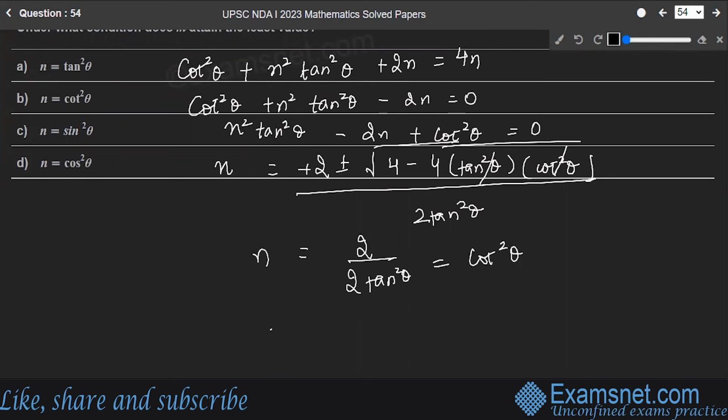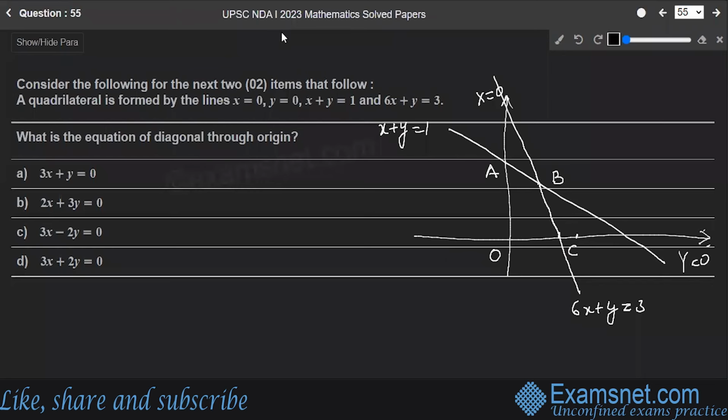So that means M is going to have the least value when n is equal to cot square theta. Option B is the correct answer. Hope you understood this. Then let's move to the next question. Next is question number 55.